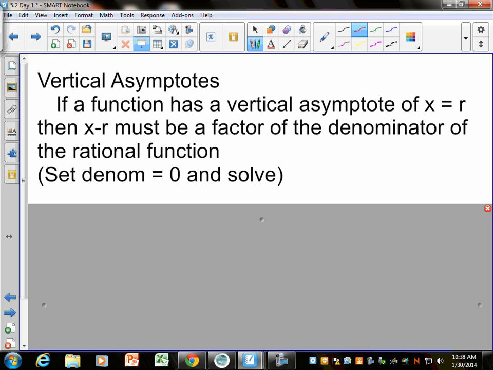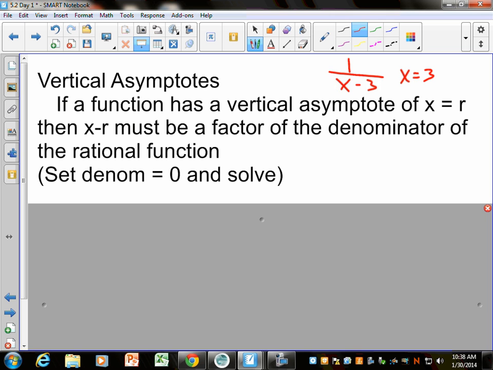Write the word vertical asymptotes, and then let's read this big long sentence before you decide if you want to write it down. This is what the book says about asymptotes, and then I wrote my own little thing here. The book says if a function has a vertical asymptote of x equals r, then x minus r must be a factor of the denominator. Because an asymptote is something that x can't be. So does that kind of make sense? If you had x equals 3 as an asymptote, does it make sense that you'd have to have x minus 3 in your denominator for that to be true?